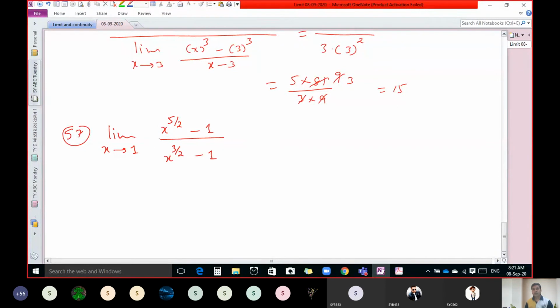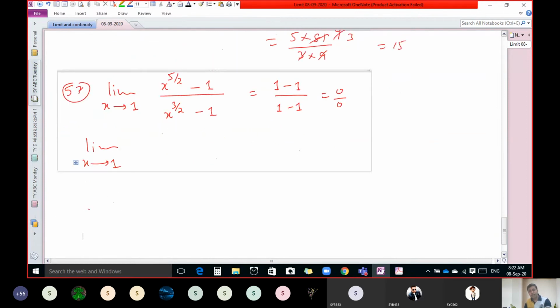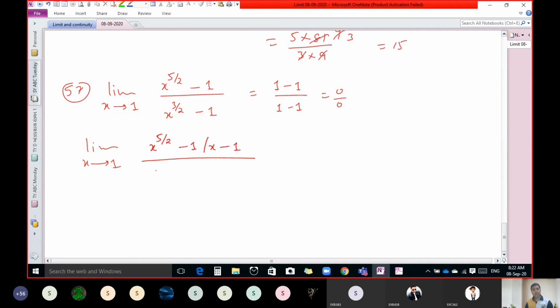Same thing, if we put 1, what do we get? 1 raised to anything is 1, minus 1. If you put x equal to 1, we get 1 minus 1, so we get ultimately 0 by 0. And because it's 0 by 0, either you can factorize, but instead of factorization, we know that we have a result. So you can write this as (x raised to 5 by 2 minus 1) upon (x minus 1), the same thing, (x raised to 3 by 2 minus 1) upon (x minus 1).